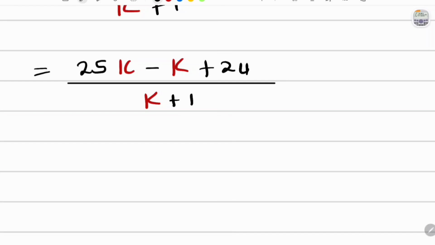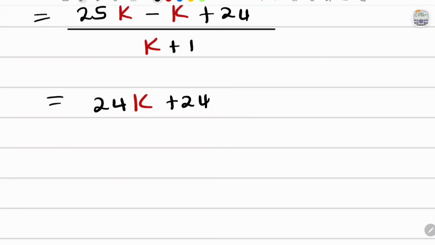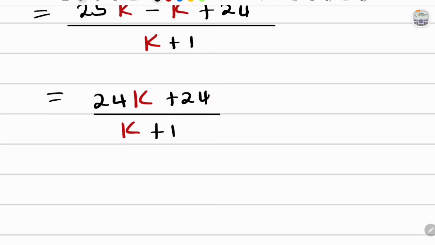Okay, so let's just look for like terms. You see that 25k and k? Those are like terms, okay? Because they're both in terms of k. That's like 25k minus 1k, which is 24k. So we have 24k there. And we have plus 24. Interesting, okay? And then we have over k plus 1.